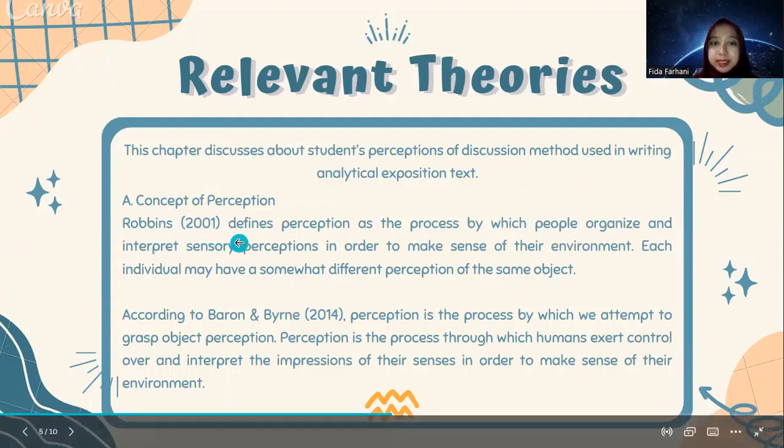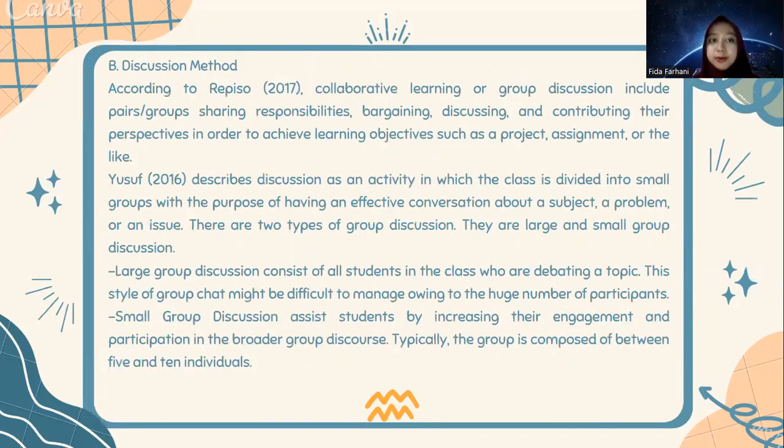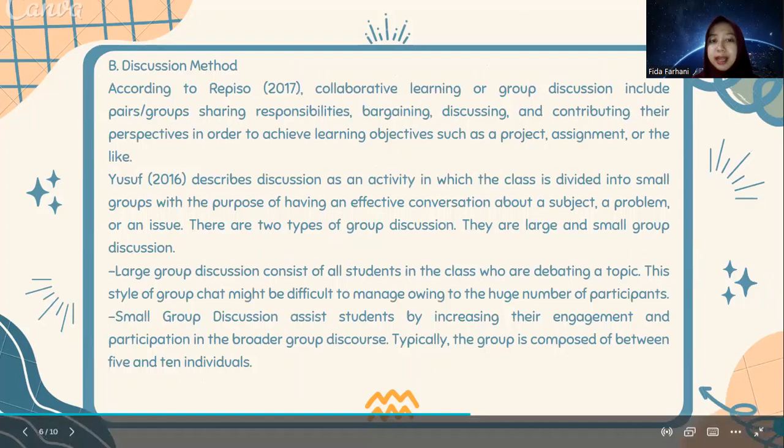We can see here that Robbins defines perception as the process by which people organize and interpret sensory impressions in order to make sense of their environment. Each individual may have a somewhat different perception of the same object. And the discussion method, according to the source, is collaborative learning or group discussion in pairs or groups, sharing responsibilities, bargaining, discussing, and contributing their perspectives in order to achieve learning objectives such as a project assignment or the like.